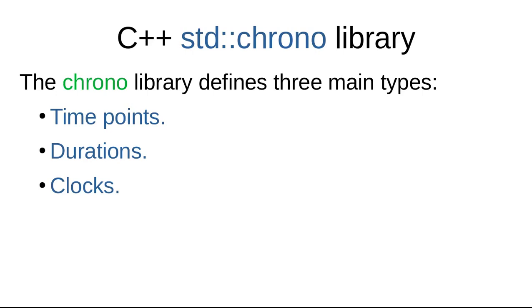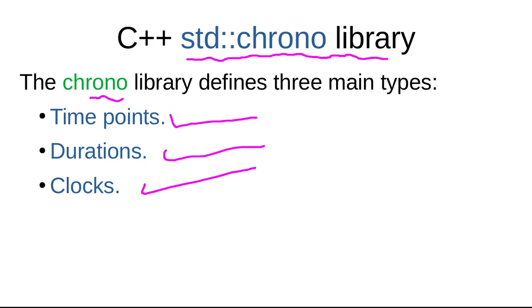Hi, in this video I'm going to talk about the std::chrono library in C++. The Chrono library defines three main types: time points, durations, and clocks.